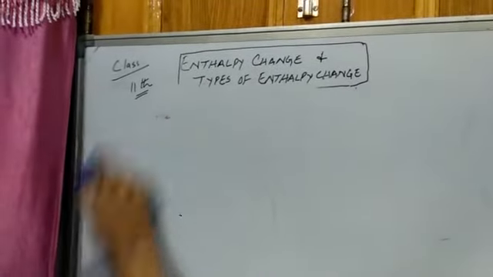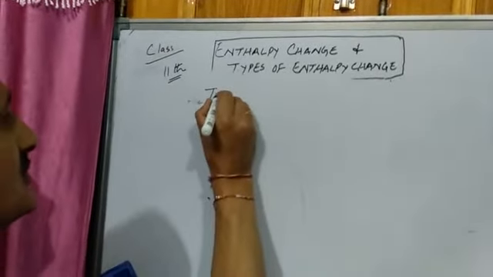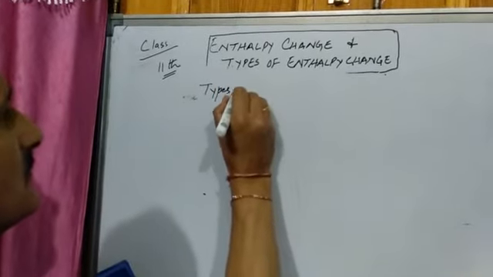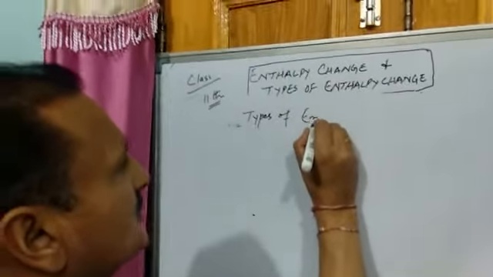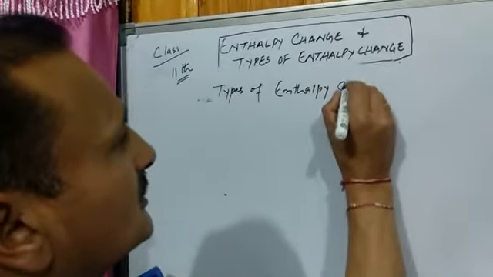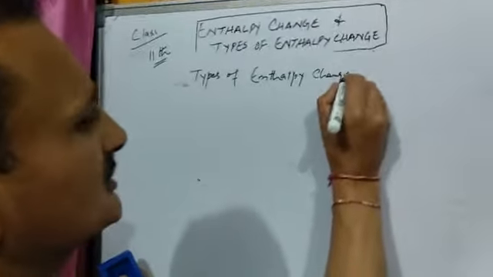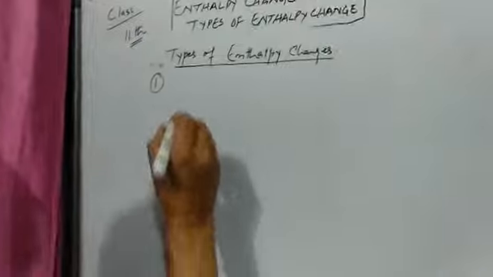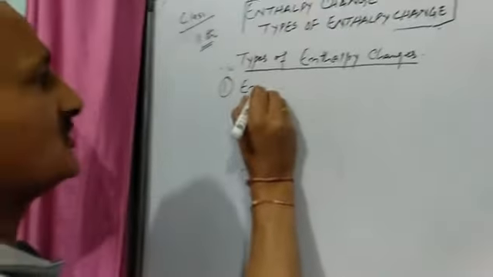Let me come to types now. Types of enthalpy changes or heat changes. There are many types, but we will be discussing a few here. For example, we have one enthalpy change known as enthalpy of formation.